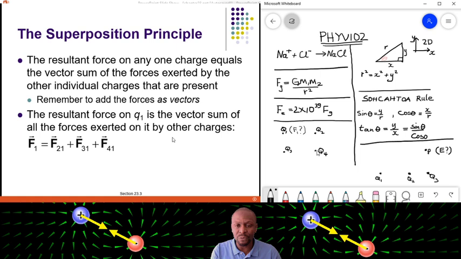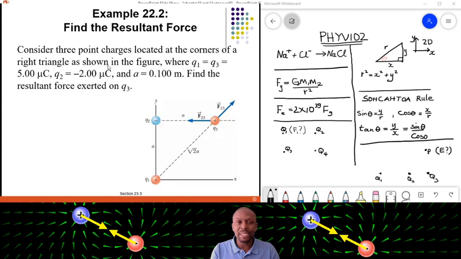Now, suppose you are given this kind of problem where you have to find the resultant force. Consider three point charges located at the corners of the right angle triangle as shown in the figure, and the value of Q1 is equal to Q2, which is equal to 5.00 microcoulomb, and Q3 is equal to negative 2.00 microcoulomb, and a is just given as 0.1 meters. Now, the question is: find the resultant force exerted on Q3. As you can remember, micro is a prefix which is equivalent to 10 to the power minus 6. You just have to use that.